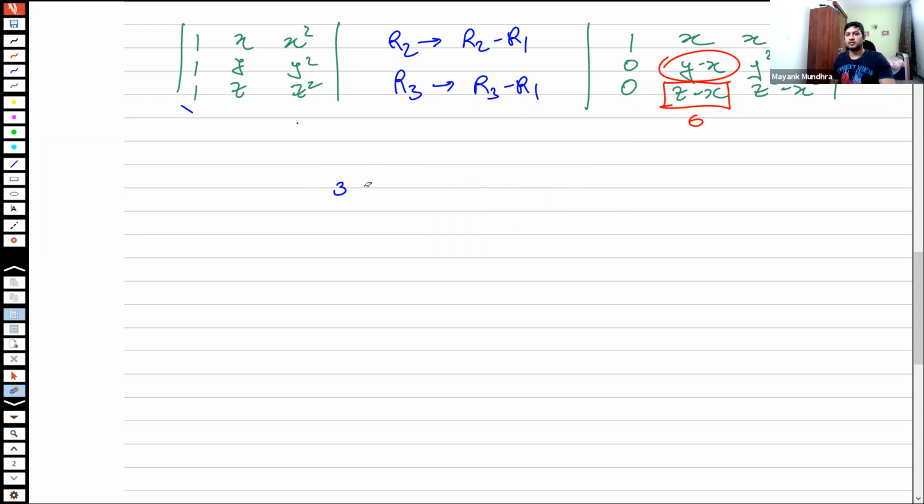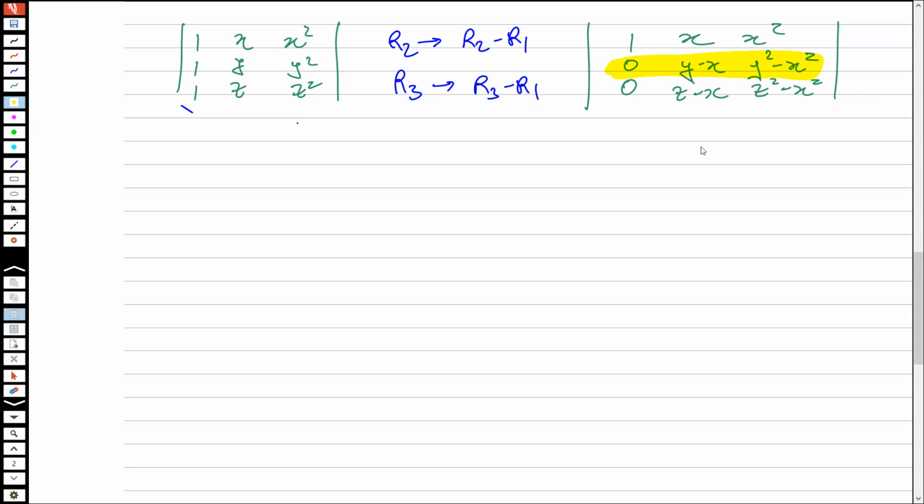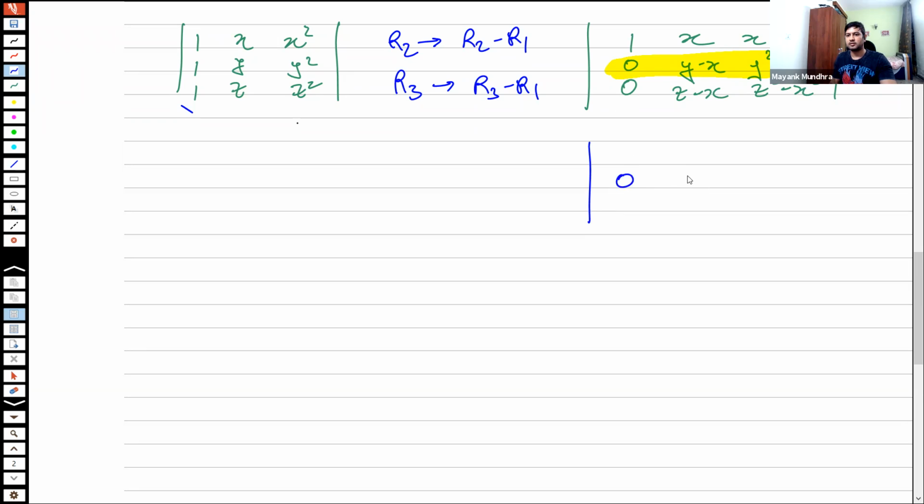Another thing which you can do is, you see this row. Can I take something common from this row? Y minus x. Very good, y minus x. So I can take y minus x common here. What will be left here? 0 1 y plus x. And similarly, you can take z minus x common here. So this becomes 0, 1, z plus x. So I have my y minus x and my z minus x outside, times the determinant of 1 x x square.